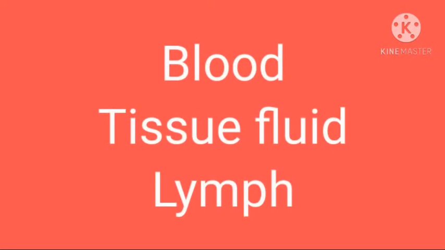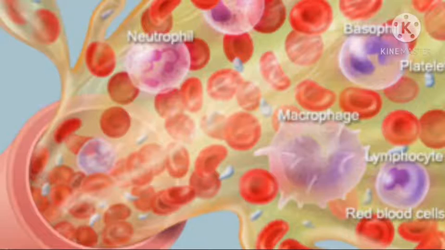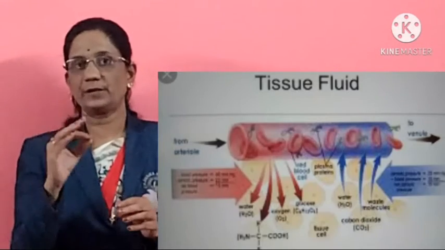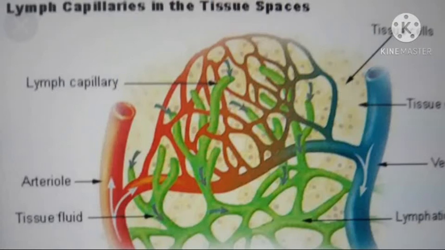The three principal fluids of our body are the blood, lymph and tissue fluid. The blood consists of the blood vessels, that is the arteries, veins and capillaries. The second principal fluid is the tissue fluid, the fluid which is present in the spaces, and it is also called interstitial fluid. And the third principal fluid is the lymph. This lymph contains lymphatic vessels and lymphatic organs.